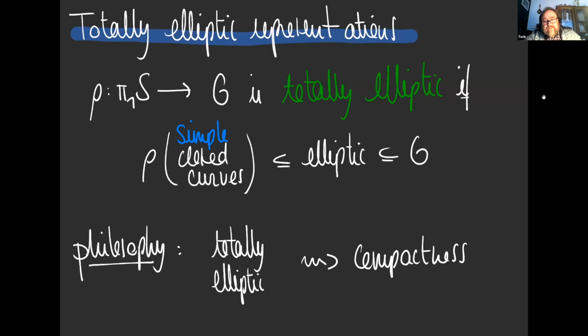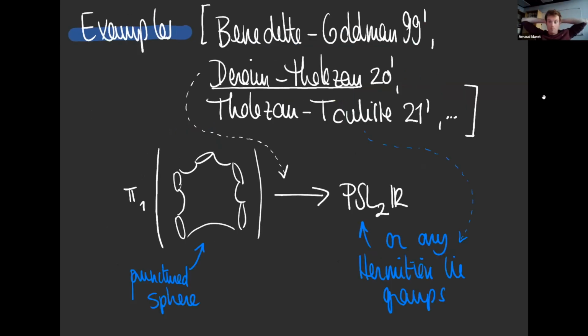Excuse me, do you have any examples where your image is not just a maximal compact subgroup? Yes, of course. That's the whole point. All the non-trivial examples we know of totally elliptic representations exist for punctured spheres.